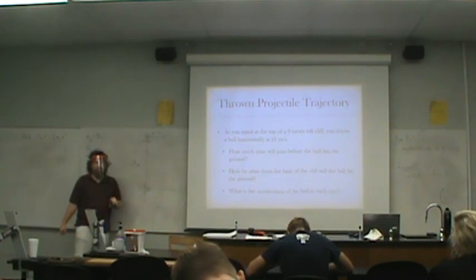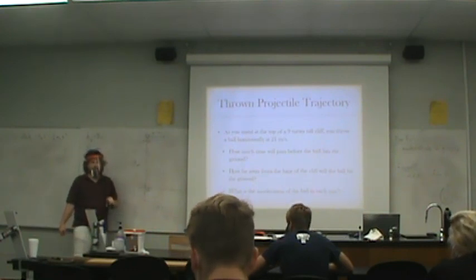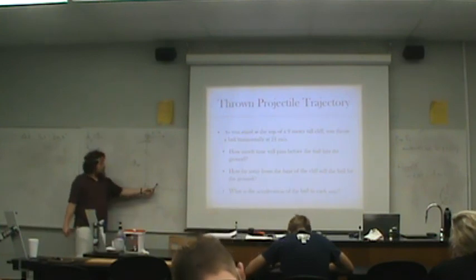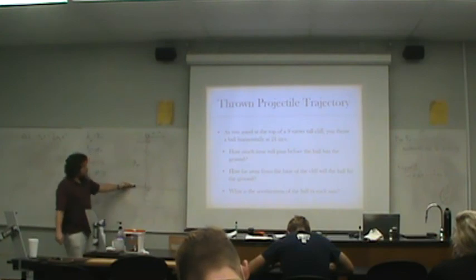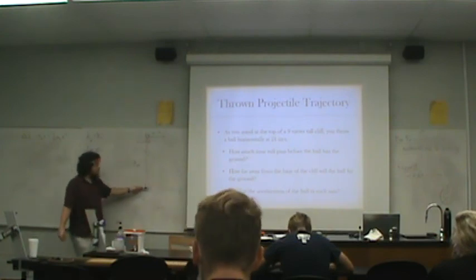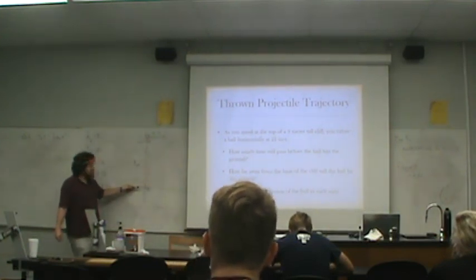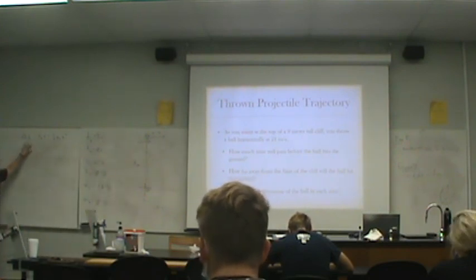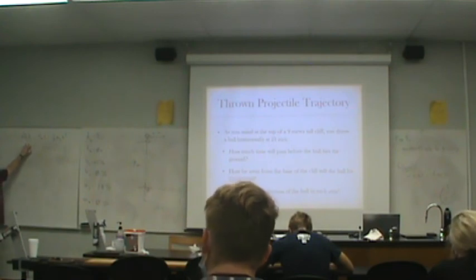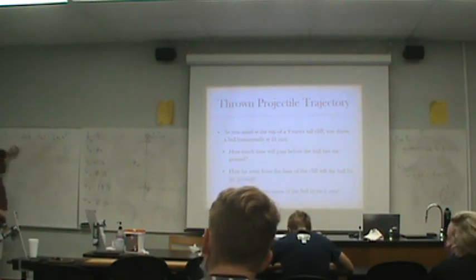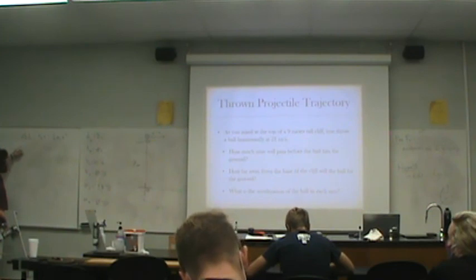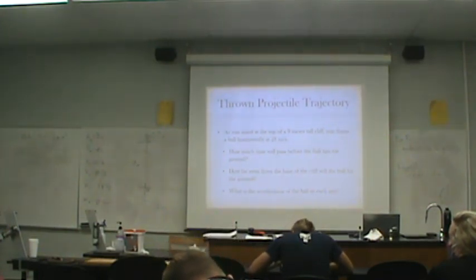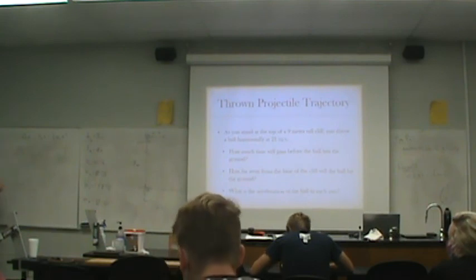Where's the ball going to end? It's going to end at the ground. The ground is 9 meters below this point. If we consider this level to be 0 on the y-axis, then the rule with delta anything is always final minus initial. I'll rewrite that real quick. So dy final minus dy initial.